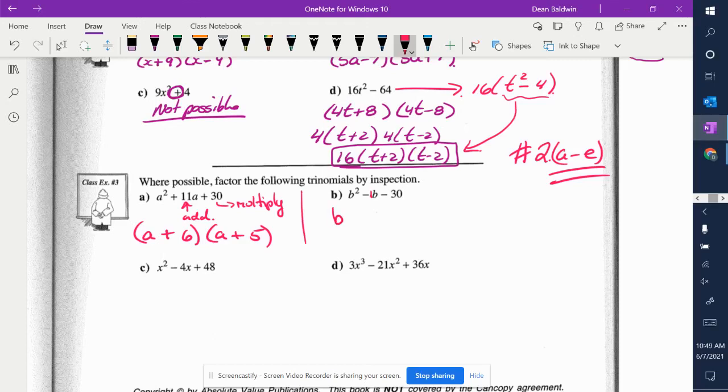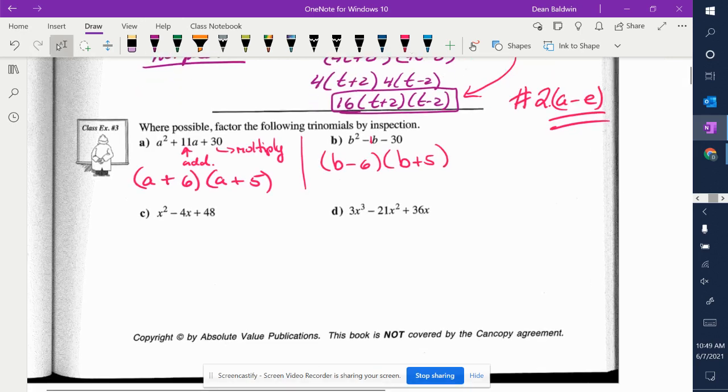So we go (b minus 6)(b plus 5). Does that make sense to everybody? And how do you check it? If you FOILed it out, you would get the original. Okay? All right, C. Actually, let's do C.